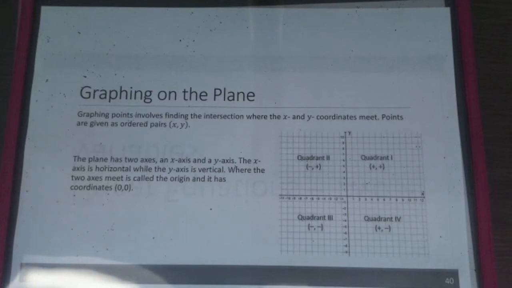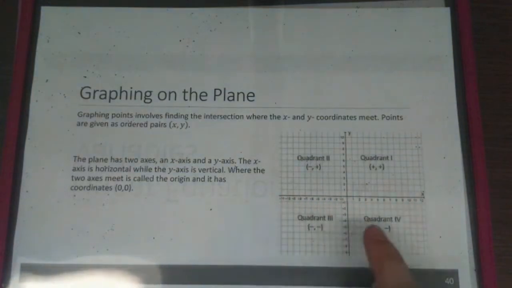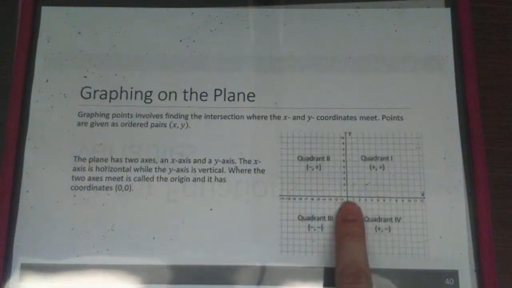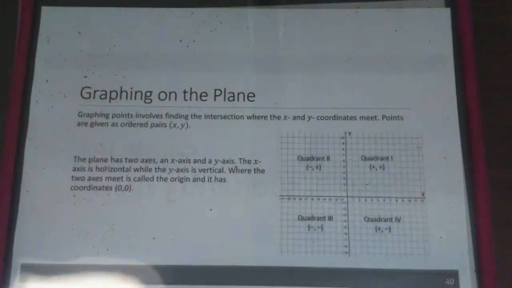The plane has two axes, an x-axis and a y-axis. The x-axis is horizontal and the y-axis is vertical. Where these two axes meet is called the origin, and it has the coordinates 0, 0. With these two axes, the plane is broken into 4 sections called quadrants.